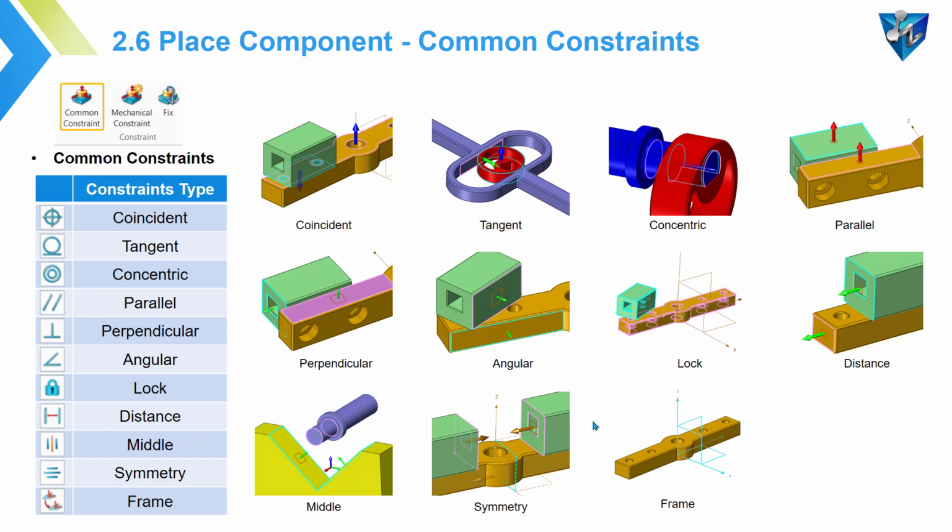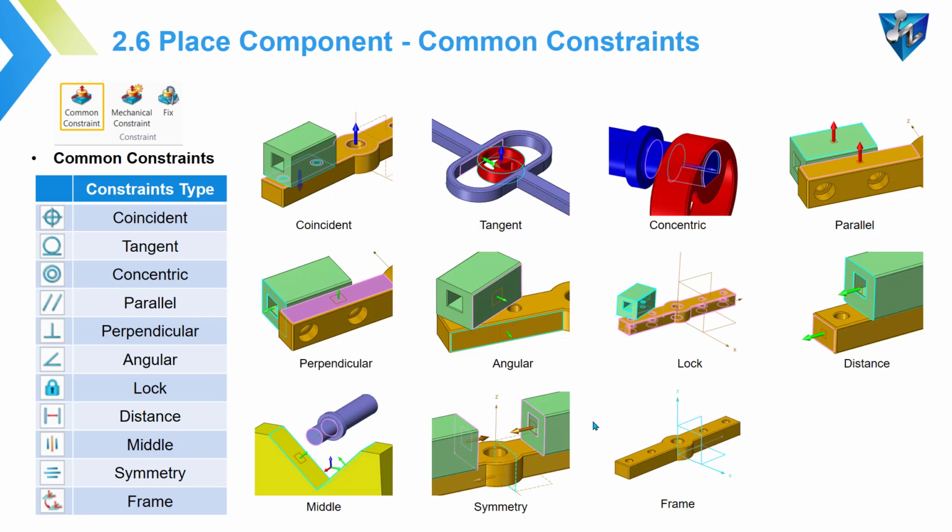Here you can see the 11 common constraints in ZW3D. The first one is coincident. Use it to make two geometries coincident. The geometry can be face, datum, edge, and also point. It's also one of the most commonly used constraints. The second one is tangent. Use it to make a cylindrical face, conic face, or spherical face tangent to another face. And the next one is concentric. Use it to make two geometries share the same center line.